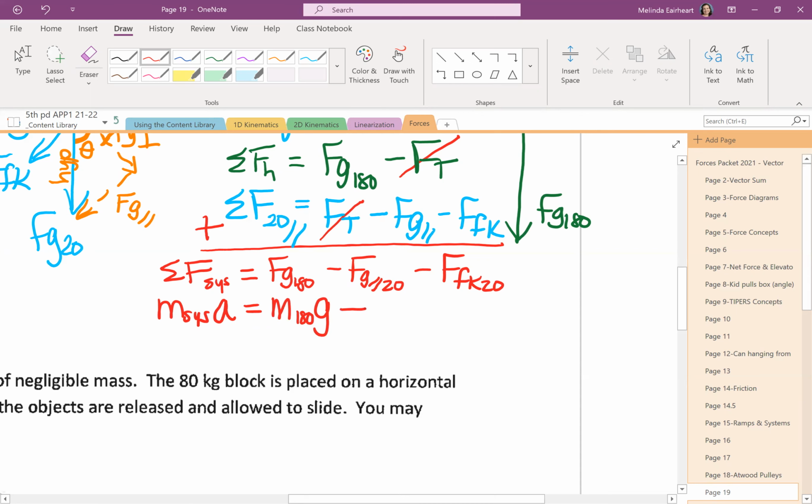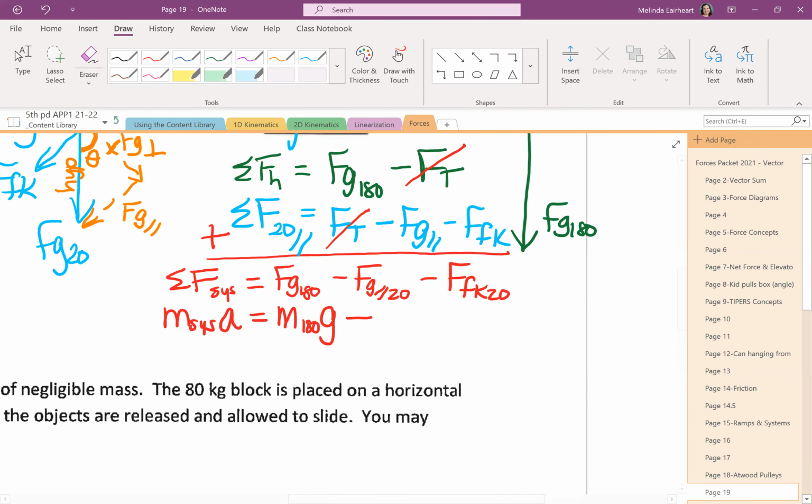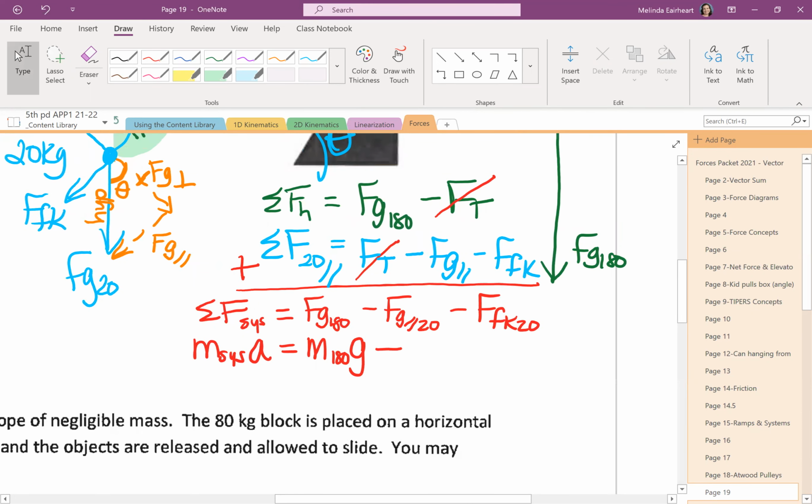And you got to be careful. Now minus FG parallel of the 20, maybe you have this equation memorized. Maybe you look back at the triangle to figure out what trig function. What equation do we use for the parallel component of the gravitational force on a ramp? Sine theta. Parallel is opposite. And so it's going to be mg sine theta, which m, it's the 20.